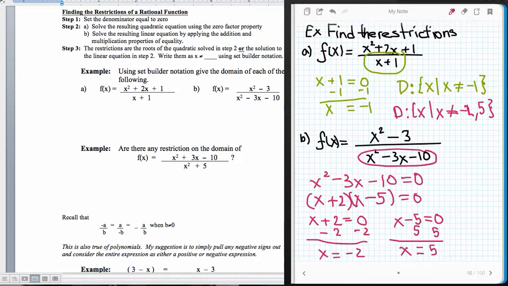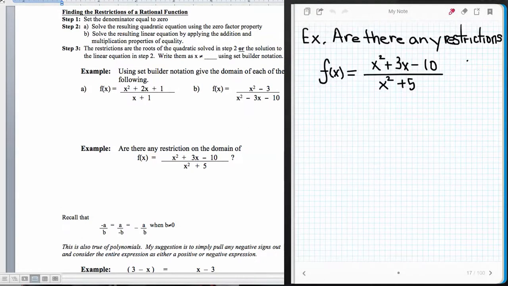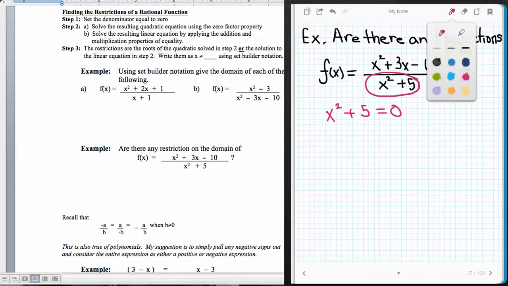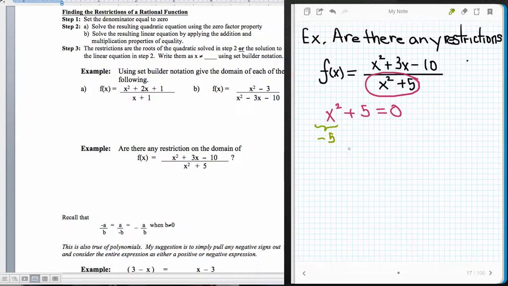All right, now moving on, the next thing that we need to look at is a value here where there aren't any restrictions. So when I take a look at this denominator in x squared plus 3x minus 10 all over x squared plus 5, the question is can I make x squared plus 5 equal to 0? Well, in order to make x squared plus 5 equal to 0, you'd have to make this equal to a -5, right? Well, there is no real number that when you square it equals -5. So this isn't going to happen, right? And therefore, there are no restrictions on this domain.